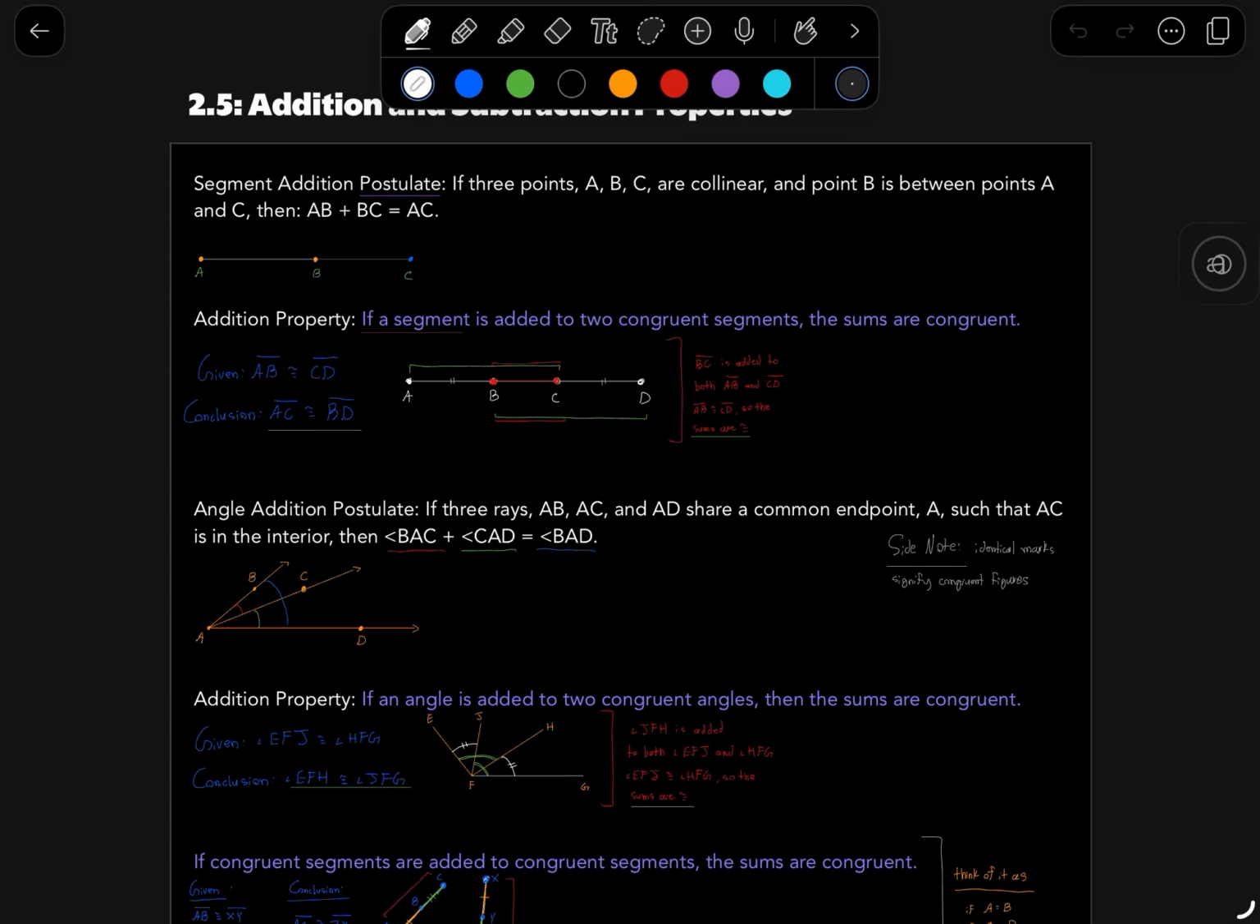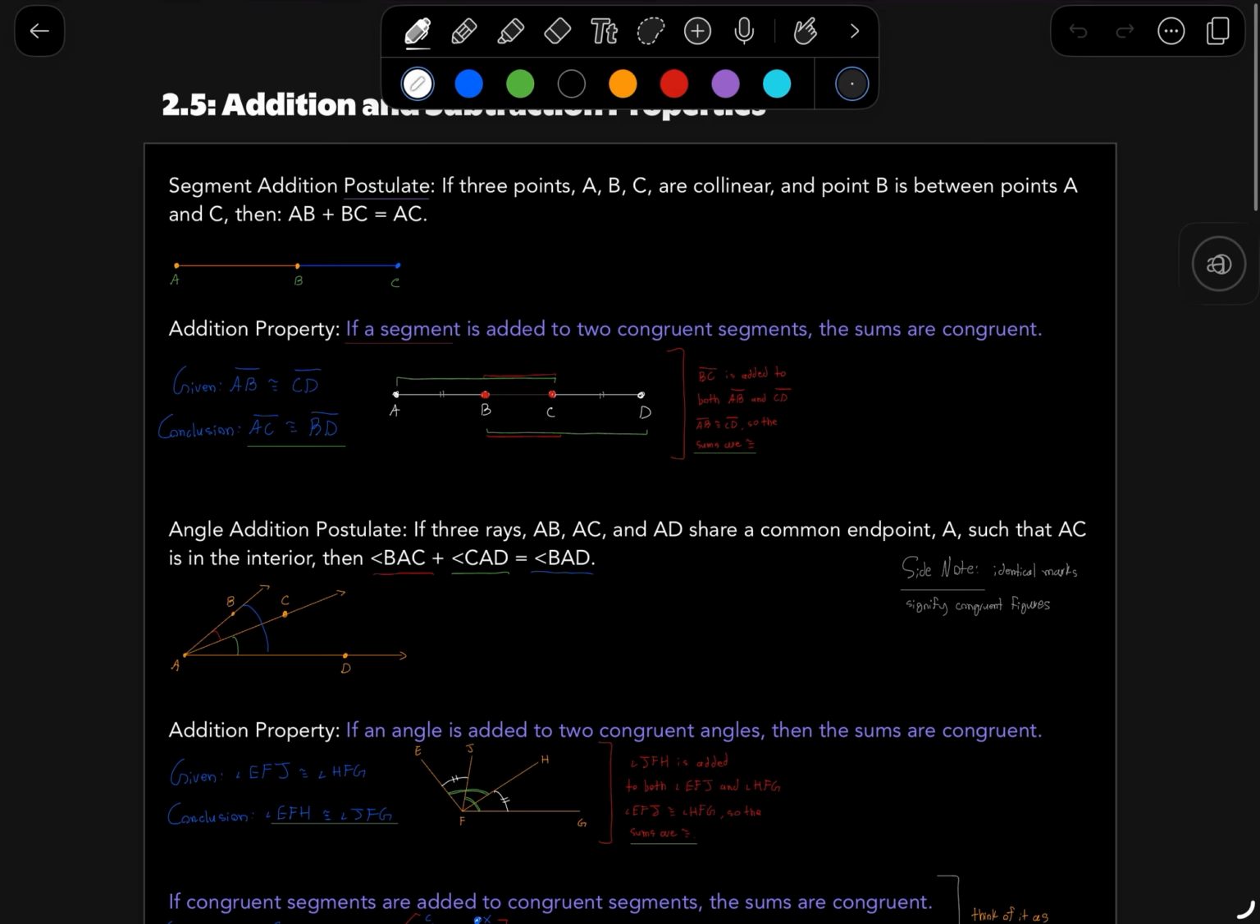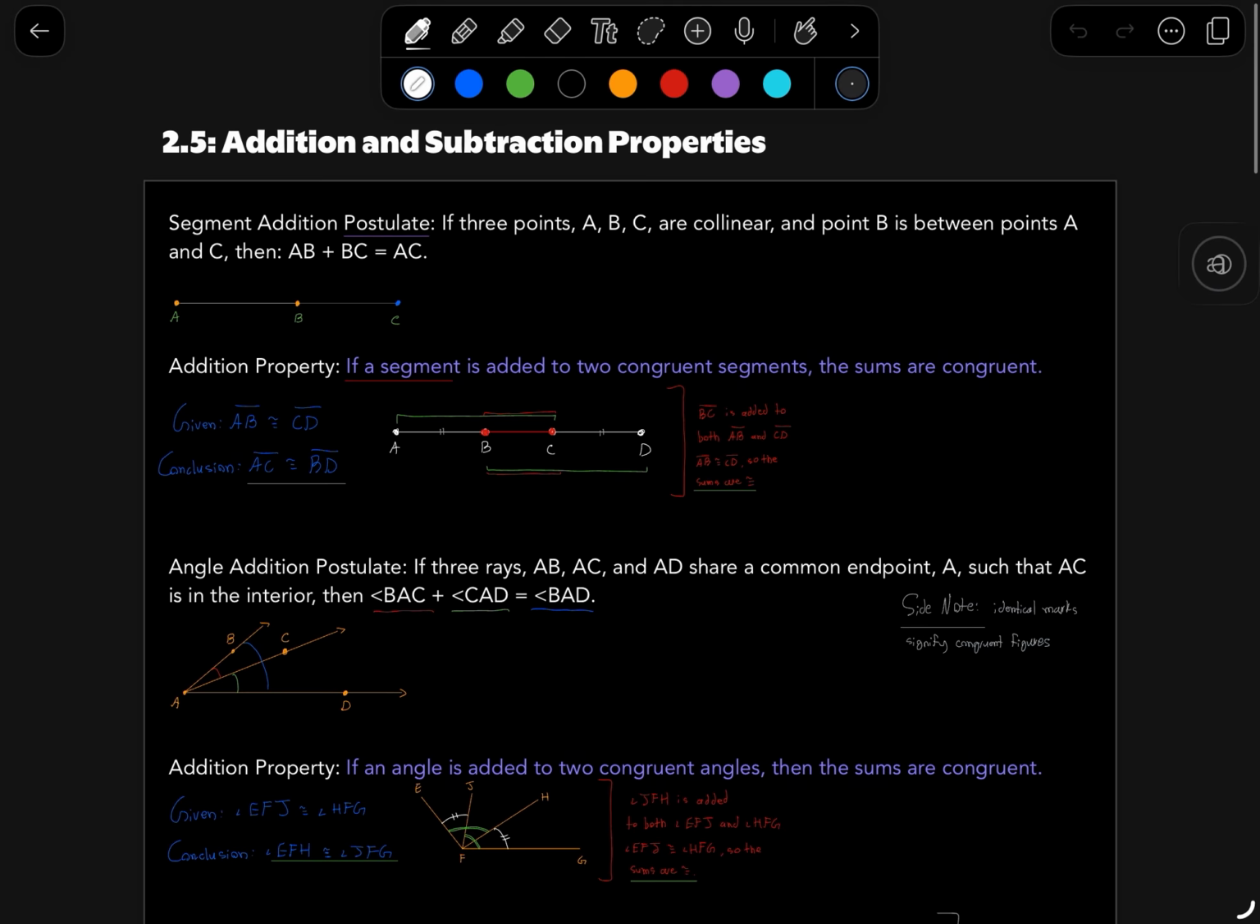Welcome back. Today I'm going to be going over 2.5 in our geometry course, which is addition and subtraction properties, right? And in my opinion, this will be like the first major set of properties that are important for proofs. So yeah, anticipate memorizing some theorems, right?